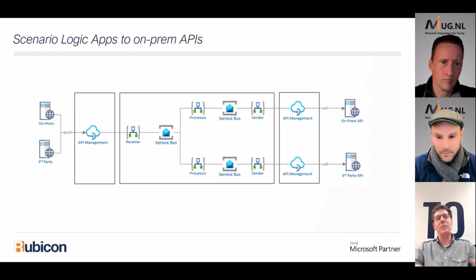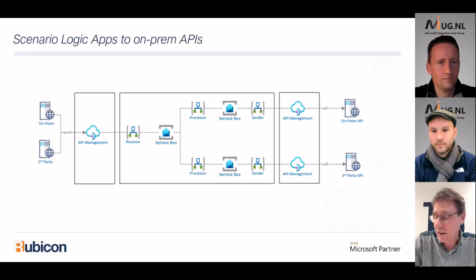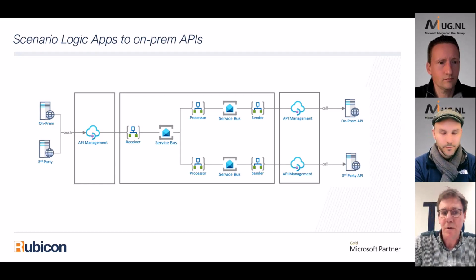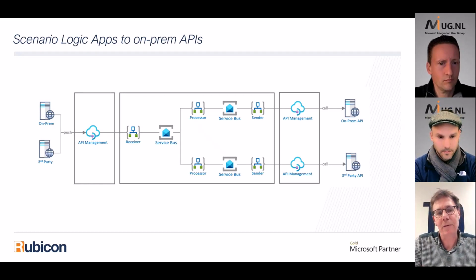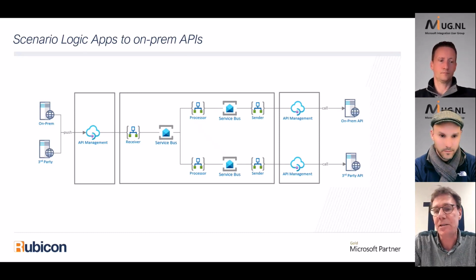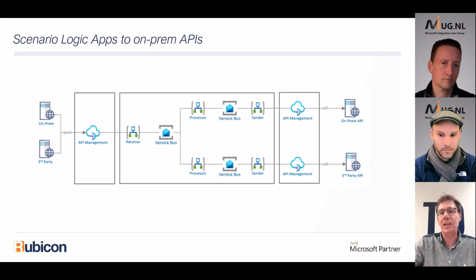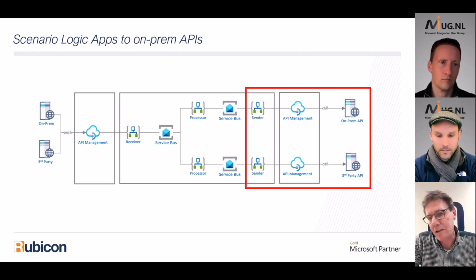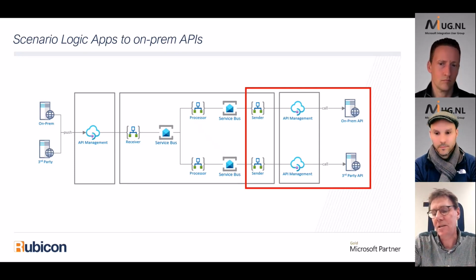Looking at the next slide, we see an overview that a lot of people know. We have three types of logic apps: receiver logic apps, processor logic apps, and sender logic apps. Both the receiver and the sender logic apps connect to on-premise and to third-party APIs via API management. That's a scenario I'd like to discuss in this presentation. First, we will look at the sender part. So how do we make a call to an on-premise API from a sender logic app? That's the first question.